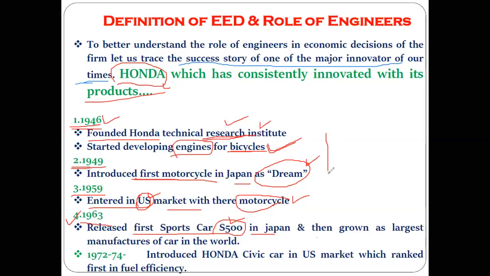This is nothing but the perfect example of innovation being done by the Honda company. You are getting my point? Yes. And after launching their first sports car, they became the largest manufacturer of cars in the world in 1963 only. Then in 1972-74 they introduced the Honda Civic car.